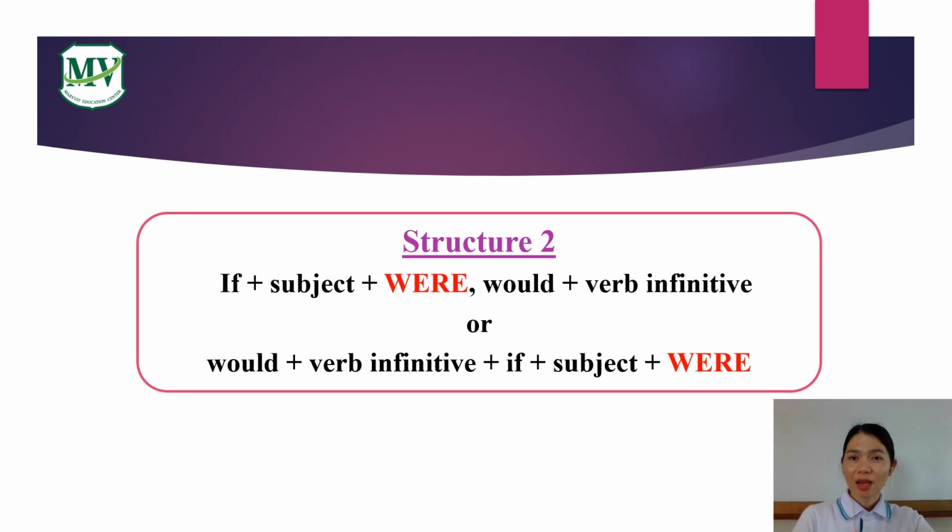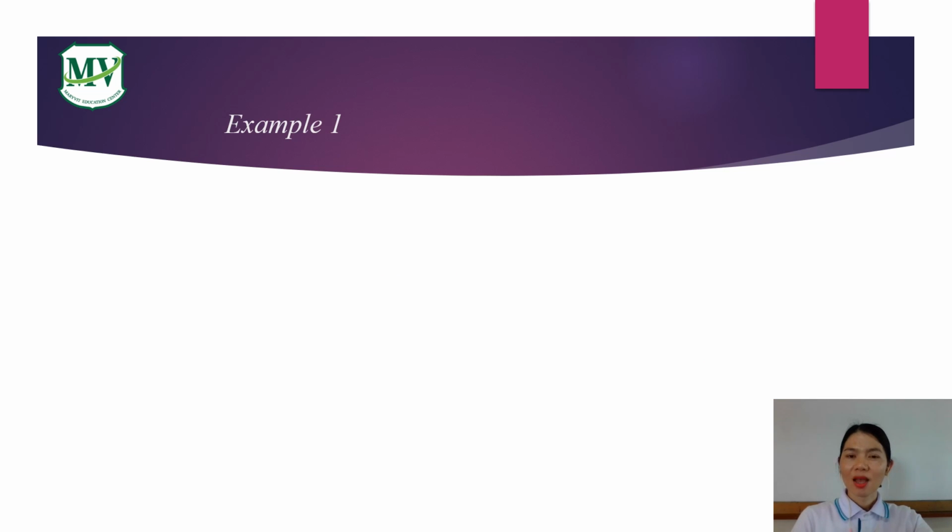Alright students, let's get to know about structure number 2 of second conditional. For structure number 2, we use if plus subject plus verb, comma, would plus verb infinitive. Or you also can use would plus verb infinitive plus if plus subject plus verb in the sentence. Alright, let's check on the example so that you will understand the lesson better.